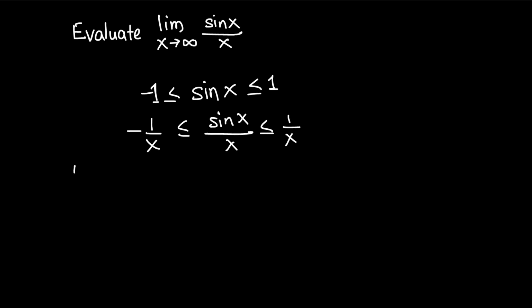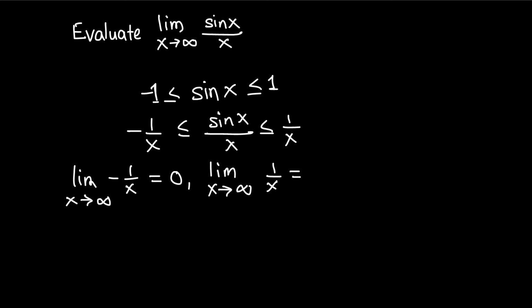functions. Let's find the limit of this. Limit of -1 over x when x goes to infinity: 1 over very big means very small, 0, -0 in fact, but -0 is the same as 0. Similarly, when we find the limit of 1 over x when x goes to infinity, 1 over infinity, 1 over very big, is 0. That means when x goes to infinity, this is squeezed between 0 and 0, because this one is approaching 0, this one is also going to go to 0. That means the limit of this expression is 0 as well.